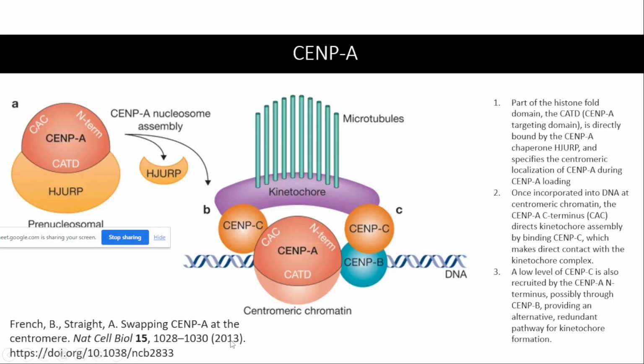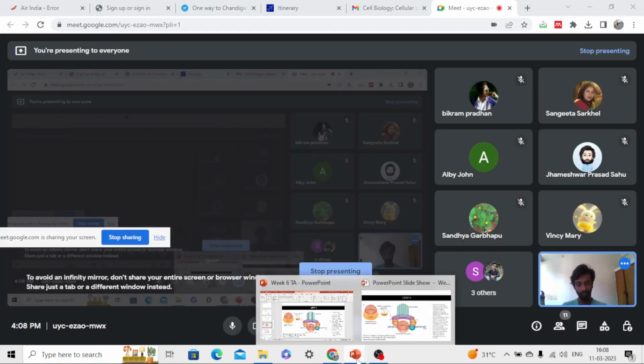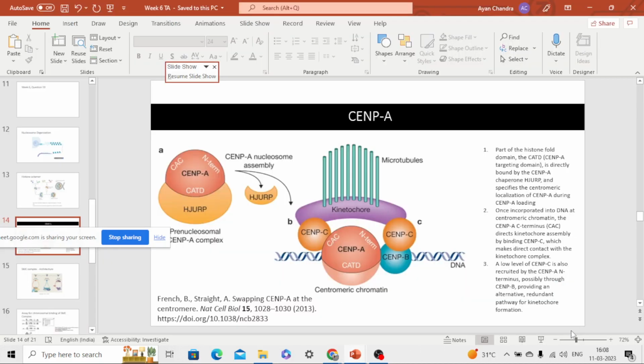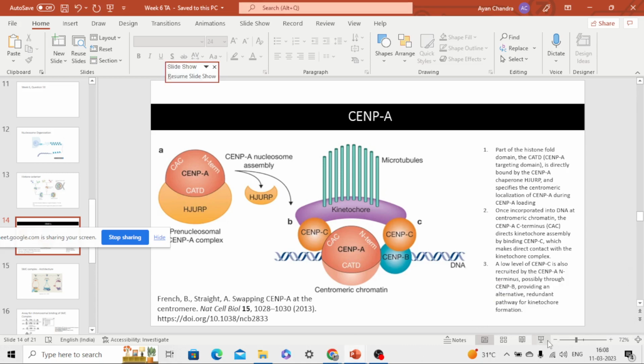As I told you, in the centromere, instead of H3, there will be CENP-A recruitment as a part of the histone octamer, because the role of CENP-A in the centromere is to recruit the kinetochore complex.